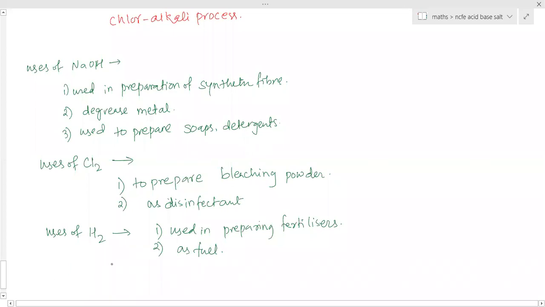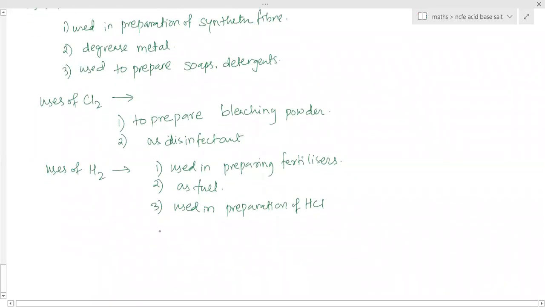Again, it is used in production of hydrochloric acid. Used in preparation of HCl. Again, it is used in hydrogenation of oils, that is converting oil into ghee. That you will learn in the carbon compounds chapter. Hydrogenation of vegetable oils. Hydrogen is used. Okay, these are a few uses. That's enough for now.